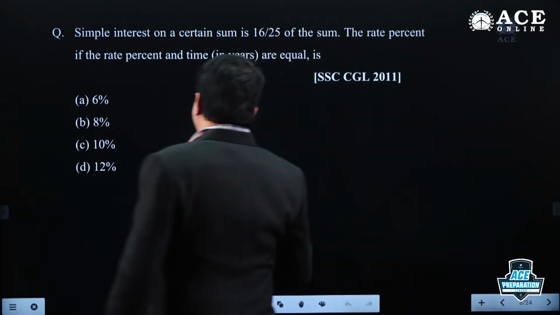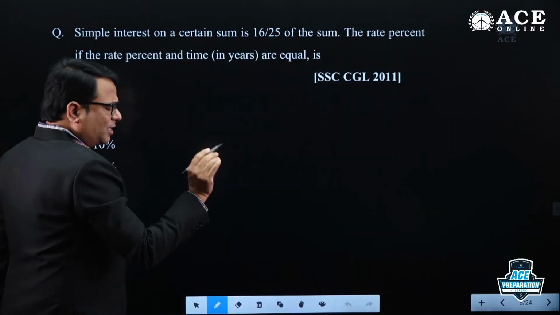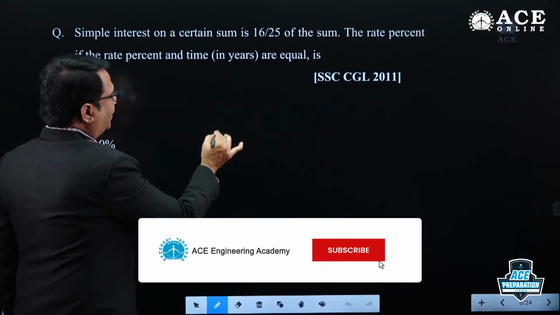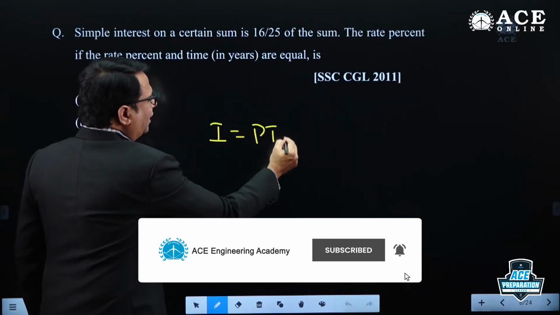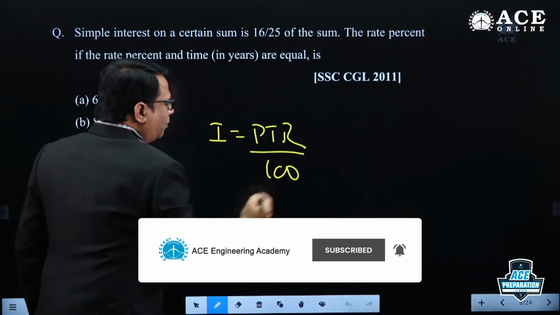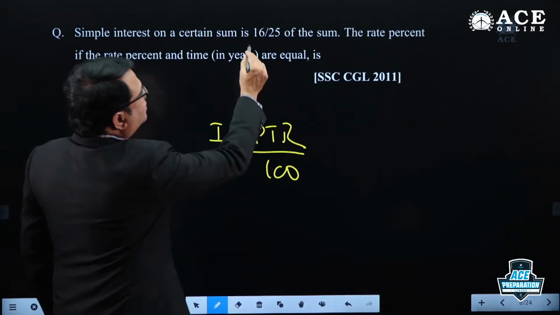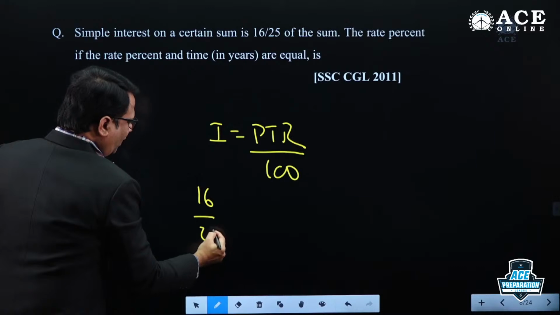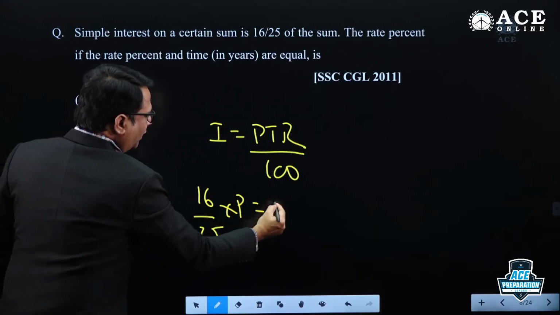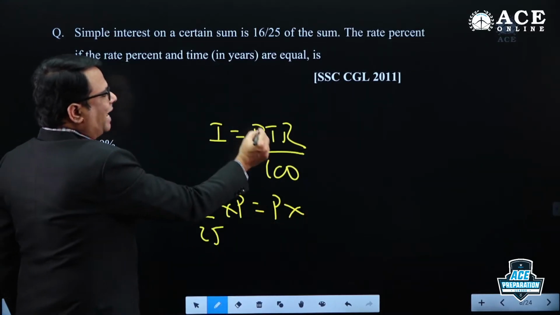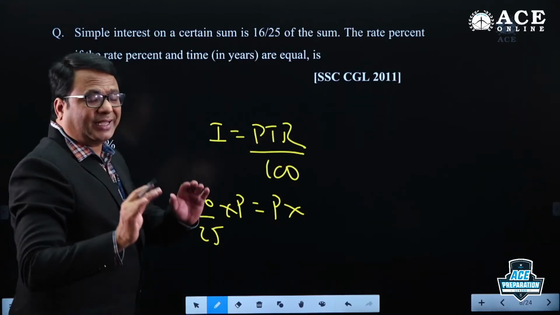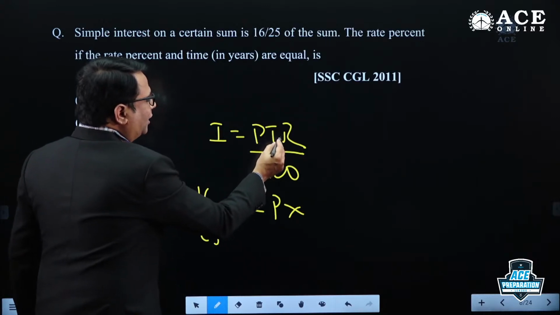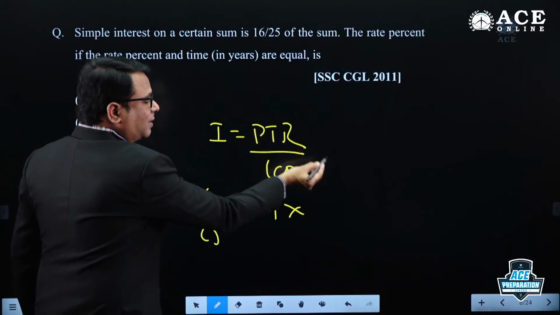Right. Now, here, first we do it by the traditional style. Interest equal to PTR by 100. But interest is given as 16 by 25th of the sum. So 16 by 25 into P equal to PTR by 100. Now, time and rate of interest both are equal numerically. That means in place of T, I substitute R.